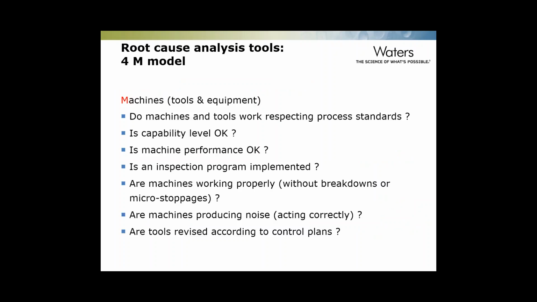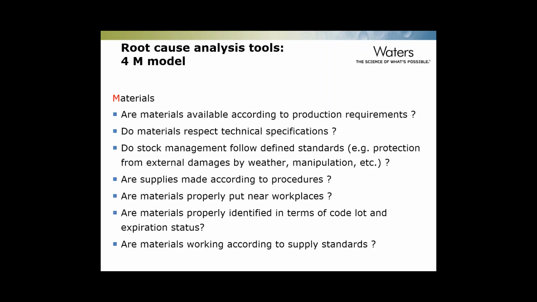When we look at machines, were they working according to the processes? Have they been calibrated? Are the instruments capable of doing the job? Are they performing correctly? Do we have an inspection program? Are they working properly? These are all possible causes to an instrument-related issue. And the materials, again, the same thing. Is the material in question? Are we following technical specifications? Are we using the right materials? Are they properly identified? Are they working according to what they're supposed to be working towards?